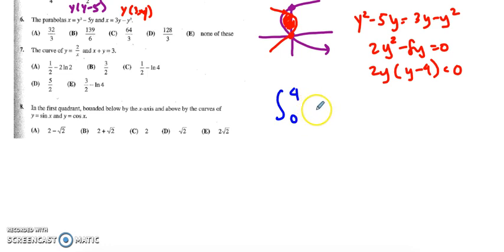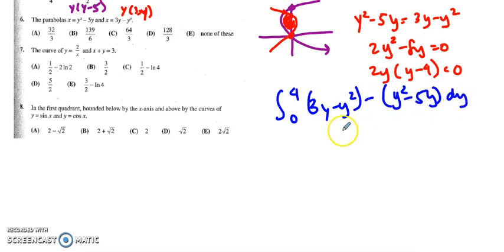And then I need right curve minus left curve. My right curve is 3y minus y squared, and my left curve is y squared minus 5y. So let's go ahead and clean that up before we integrate. So I have negative y squared minus y squared is negative 2y squared. And then 3y minus a negative 5y is 8y. So let's go ahead and integrate by hand.